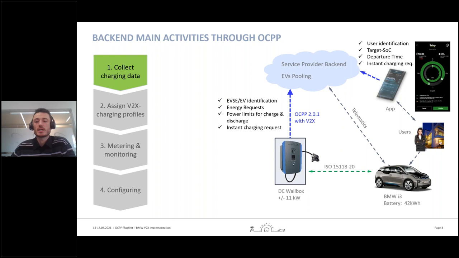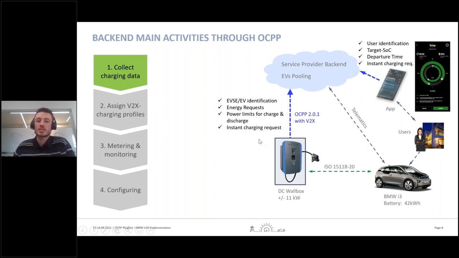So at the start of the transaction, when the vehicle is plugged into the wall box, the backend will collect different data. From the wall box, you will receive charging information: the identification of the vehicle and of the wall box, the energy request and power limits coming from the ISO 15118 communication, and eventually the request of the user for instant charging.